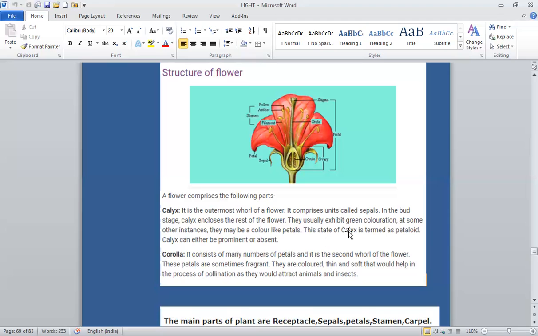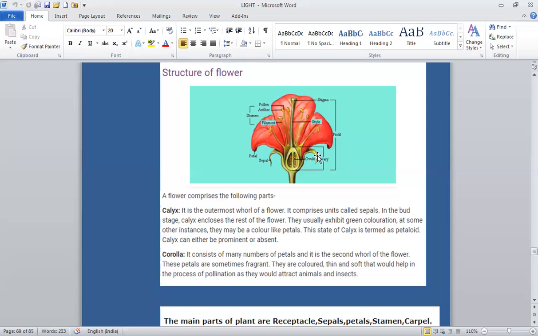This state of calyx is termed petaloid. When the calyx is colored, it is known as petaloid. Calyx can either be prominent or they may be absent. I think you must have understood the function, structure and position of the calyx. They are flat, green, lowermost floral organs which cover and protect the flower in the bud condition. Later on, they provide support to the remaining floral parts.